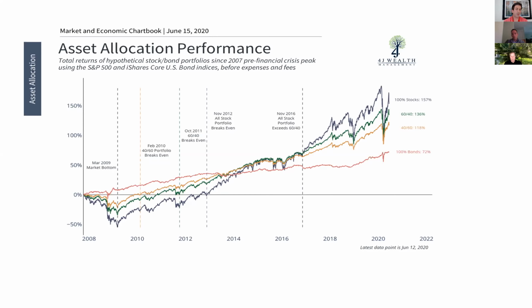So approximately 5 years after the previous peak, you would have been back to where you started, which sounds pretty abysmal, and it is. But the most important point to realize is now let's fast forward from that 5-year time period, November 2012, where you broke even, to today. Including the declines we've experienced, your portfolio would be up 157%.